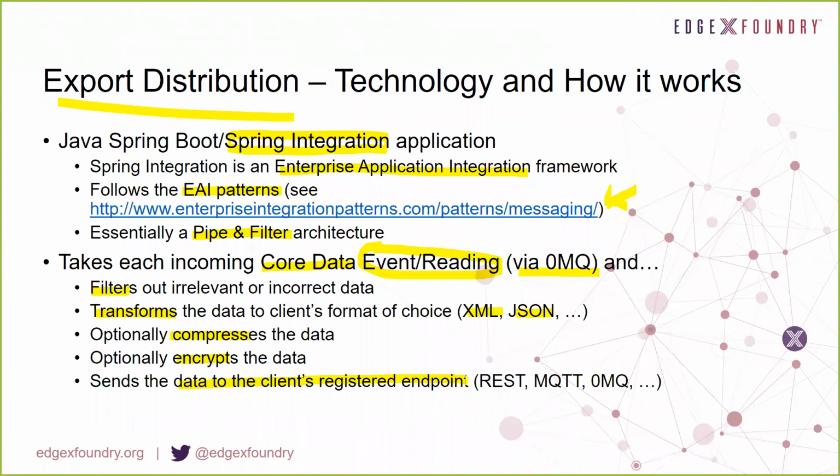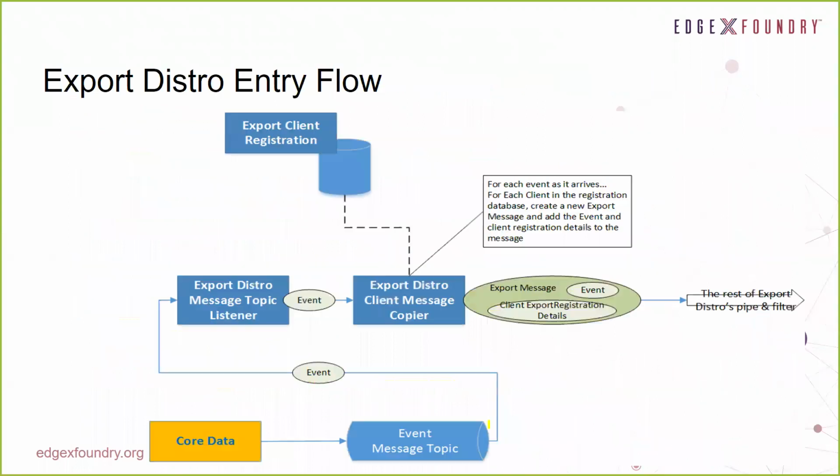So export client is all about getting the client's needs, the either external or internal client need. Then distribution is all about getting that data, when it starts to come in through core data, to those various clients. So underneath the covers, here is kind of a pictorial that maybe helps to give you a better understanding about how export distribution works.